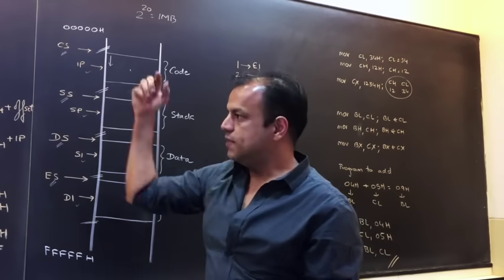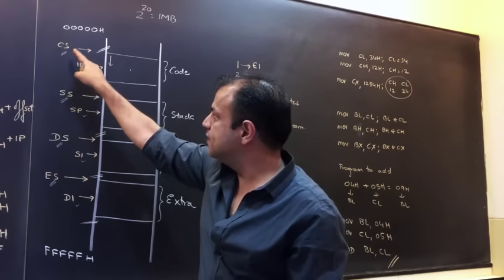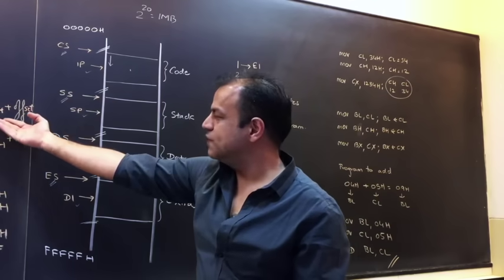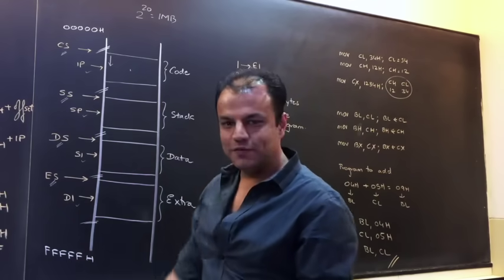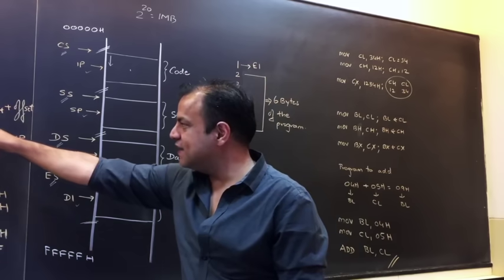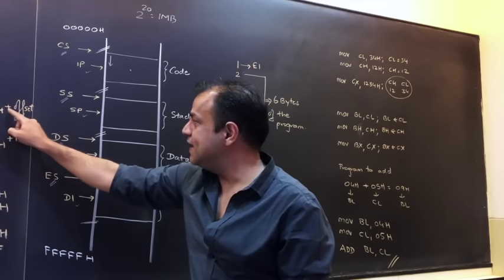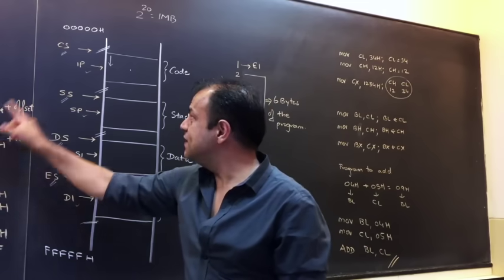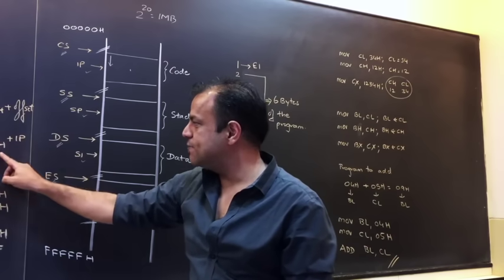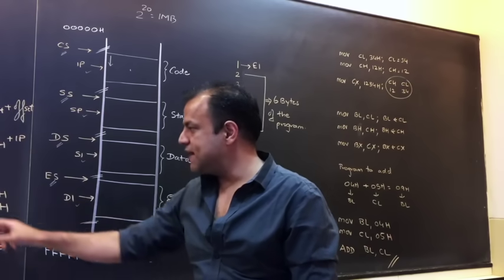When you give them, the processor does a small operation on them using a small formula, and calculates the physical address. This is the formula. Physical address is calculated as segment address multiplied by 10 plus offset address. Segment address is given by the CS register, multiplied by 10, plus offset address given by IP.